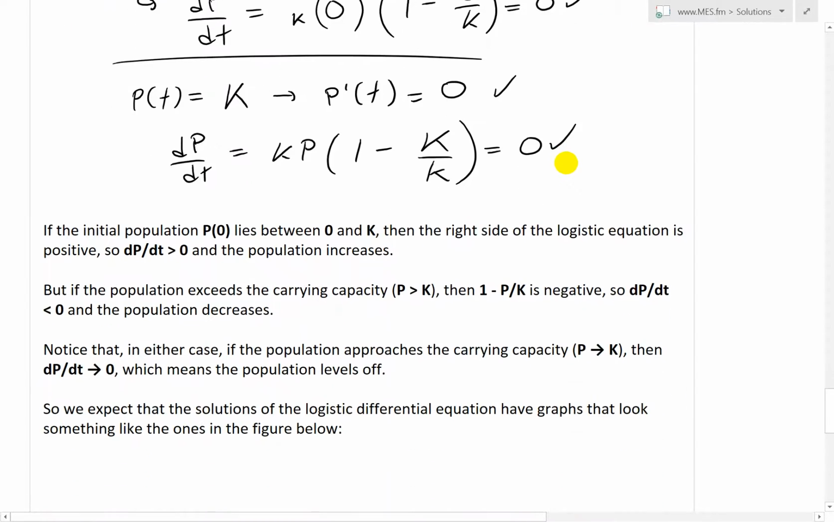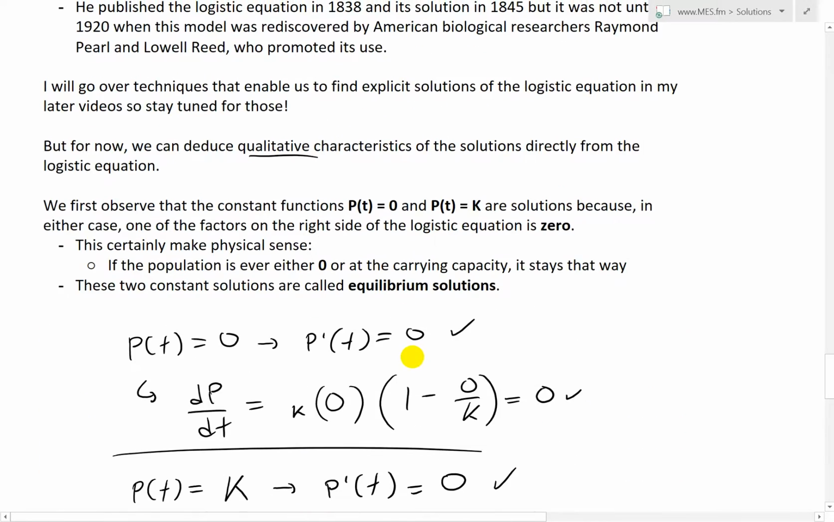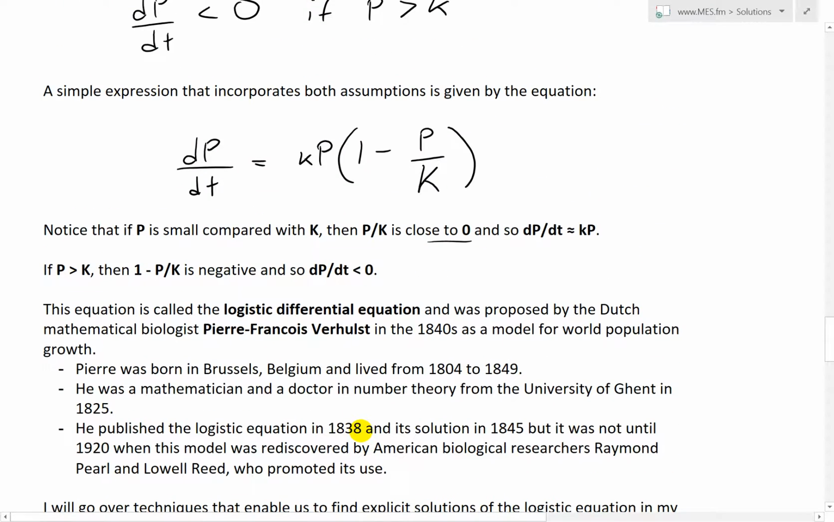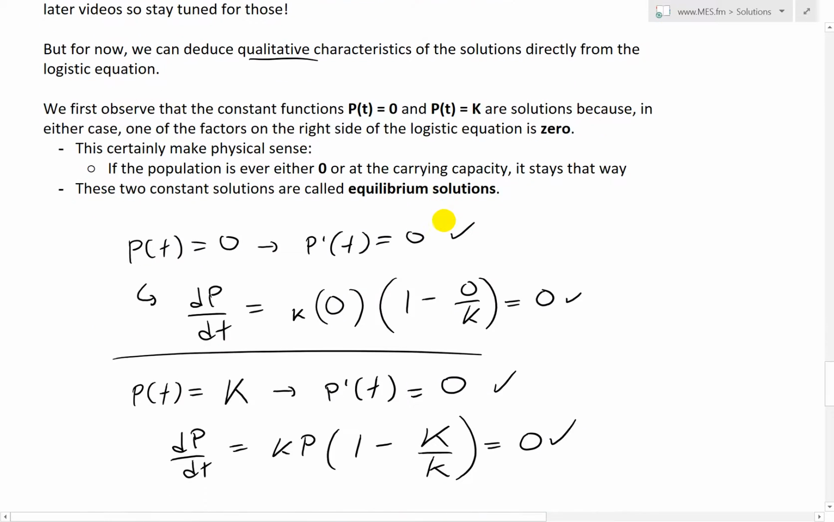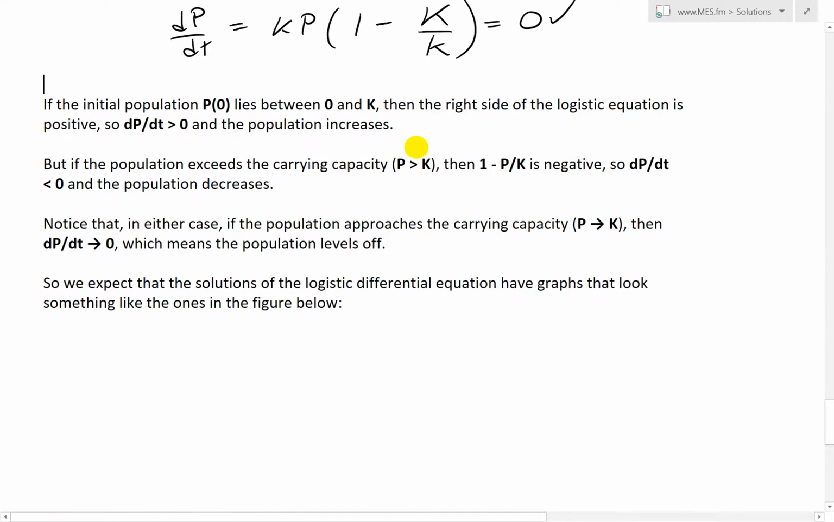And now if the initial population P of t lies between 0 and k, then the right side of the logistic equation is positive. Just look at that. If the population is between 0 and k, this is less than k, so 1 minus this ratio is going to be less than 1, since k is greater than P. So this is positive. So we are increasing, dP over dt is greater than 0 and the population increases.